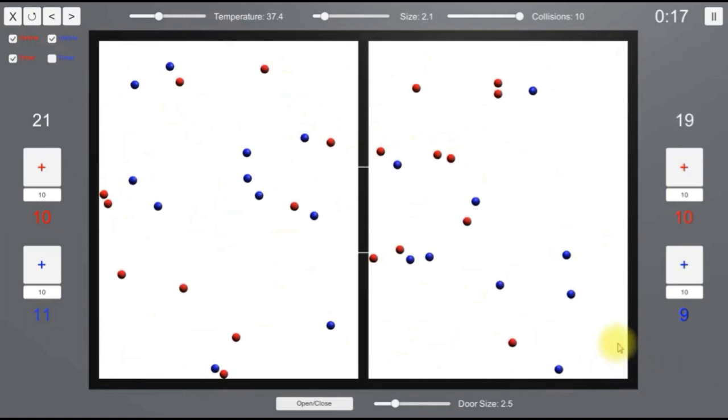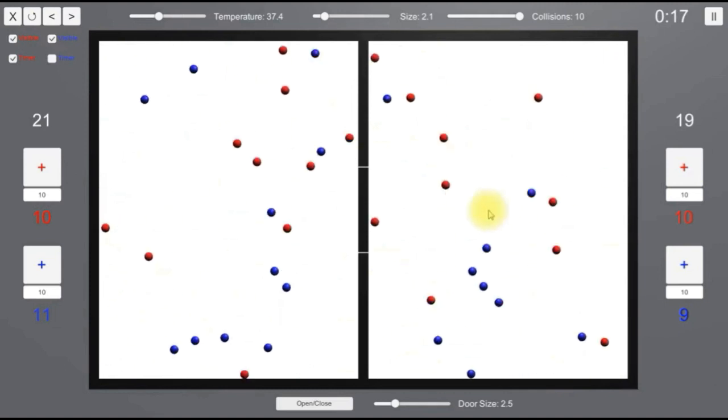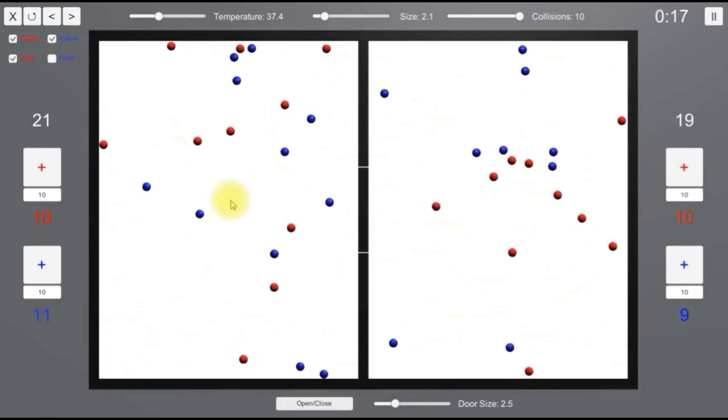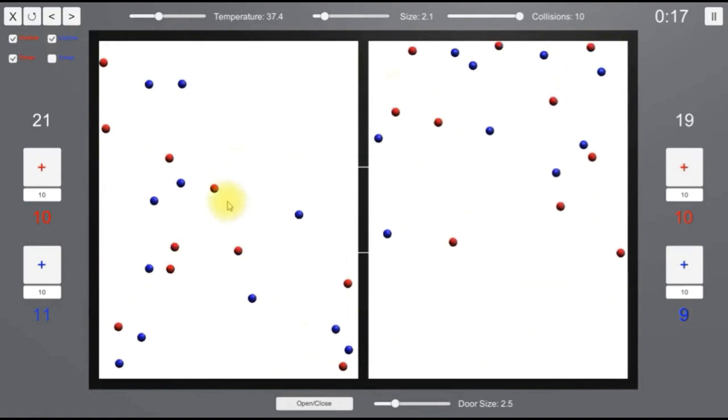So I think that at least helps you understand that it's plausible that the existence of molecules of a different type, in this case blue, could not keep the red molecules in equilibrium on the left.